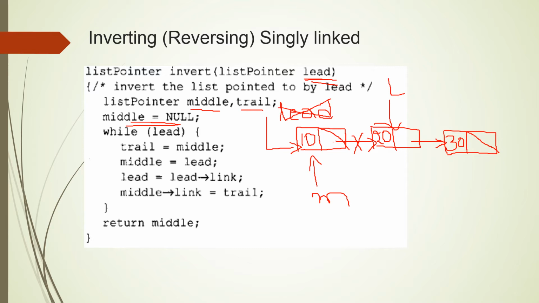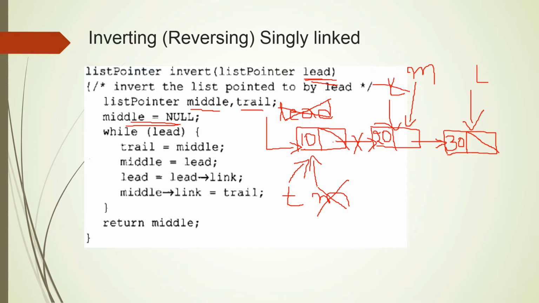Then trial is equal to middle. Now trial comes to this node, trial is equal to middle. Then middle is equal to lead. So middle will be removed from this node, then it is pointing to the next node where the variable lead is pointing to this node. Then lead is equal to lead of link, lead goes to the next node, it will be removed from here.